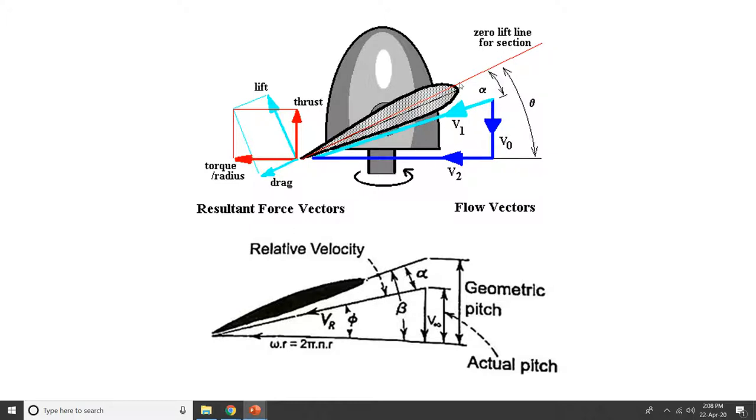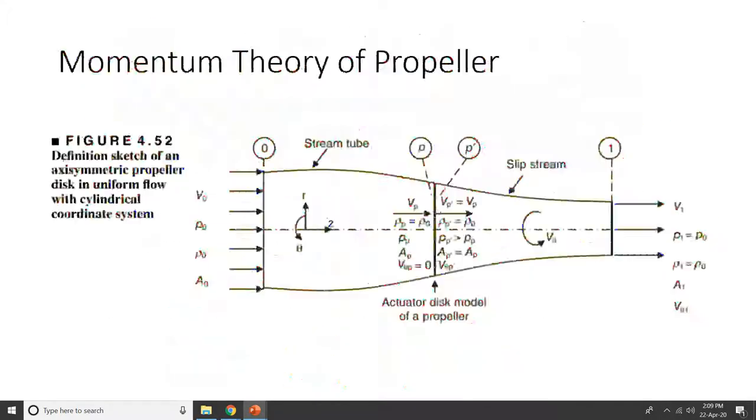The angle between the pitch angle and the angle formed by the resultant is your angle of attack. This angle of attack varies with increasing velocities. If your flight speed is increasing, this will increase, so the angle of attack will increase. How different your propeller is compared to your wing is what we'll study in blade element theory.